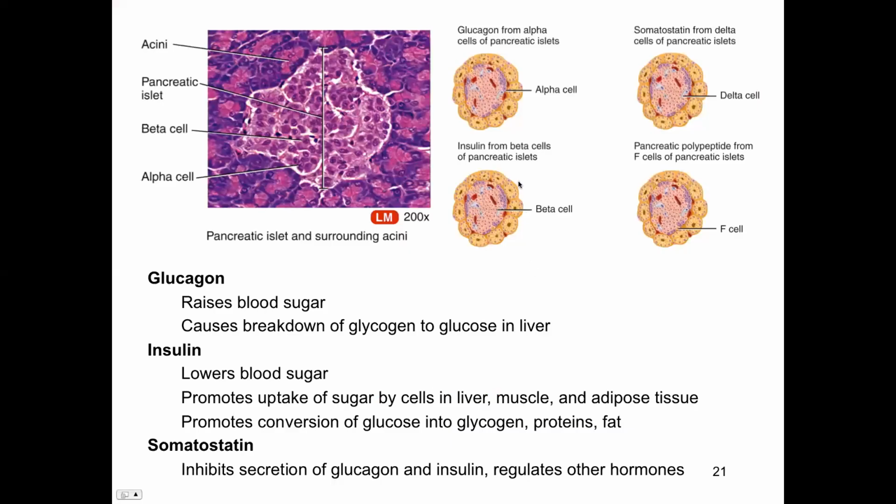Then we have these other kind of curious hormones that I don't really expect you to learn, but I'm just mentioning them. Somatostatin sort of regulates both glucagon and insulin, making sure that they're at the right levels.